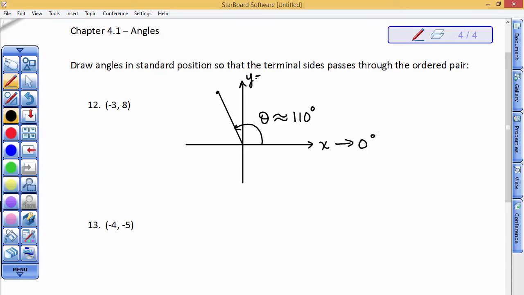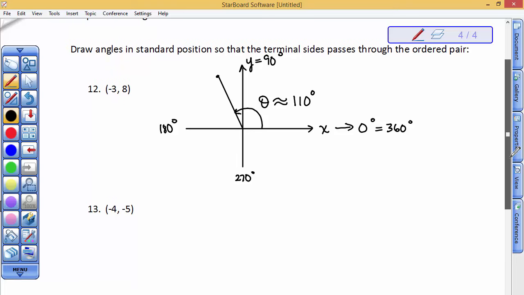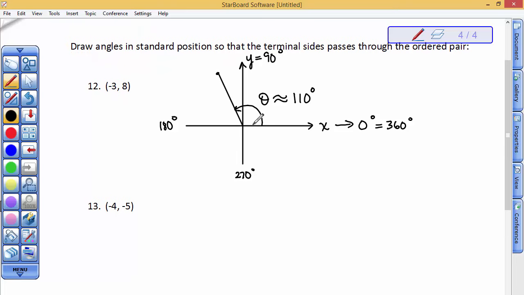here you're at 0 degrees, right here you're at 90 degrees, here you're at 180 degrees, here's 270 degrees, and when you get back around again, you're back to 360 degrees. So be aware of the size of the angle that you're working with. Standard position means the x-axis is your initial side, and then the terminal side is the one that goes through the ordered pair. So that's standard position, and we say counterclockwise for it to be positive.